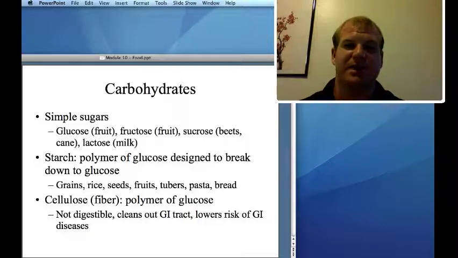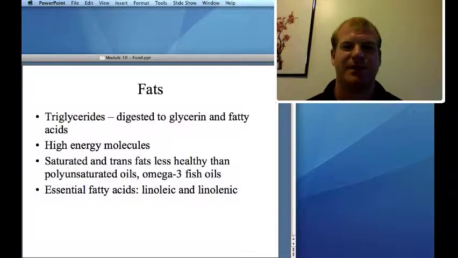And cellulose is also a polymer of glucose, but we cannot digest it. Some herbivores, like cows, can digest cellulose. We can't, but we still need it. What it does is it cleans out our GI tract, our gastrointestinal tract, and limits our chance of getting certain diseases.